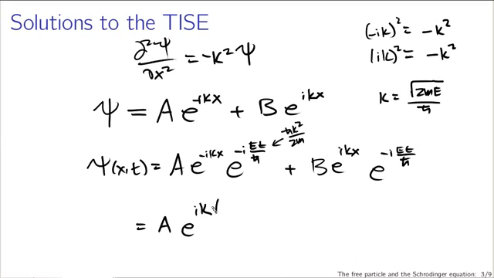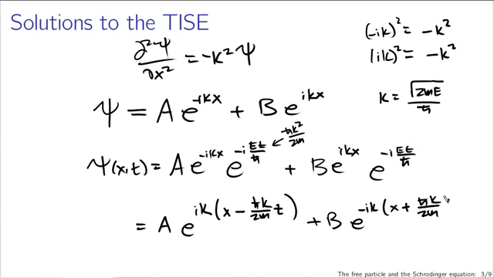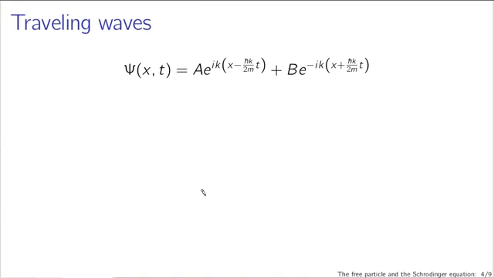If I do that manipulation, the first term here, instead of having this product of two exponentials, I'm going to write as a sum in the exponent, x minus h bar k over 2m t, plus b times something that looks very similar, e to the minus I k times x plus h bar k over 2m t. So these are our general solutions to the full Schrodinger equation. Our full wave function is a function of both position and time. And these solutions are traveling waves.